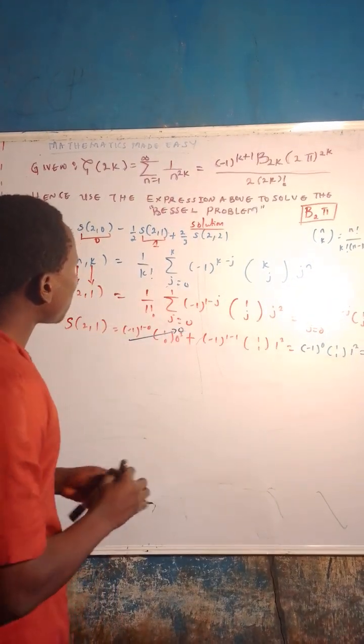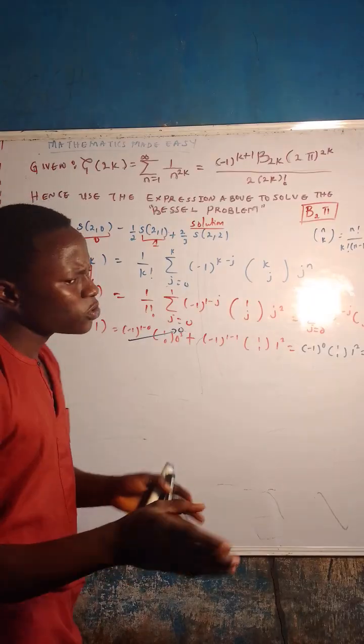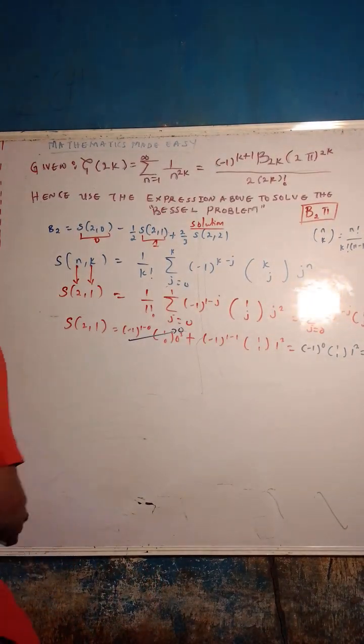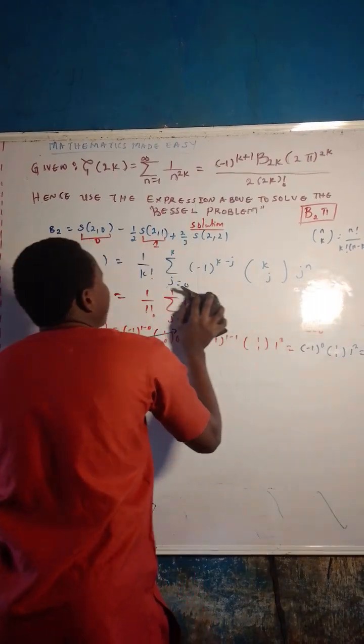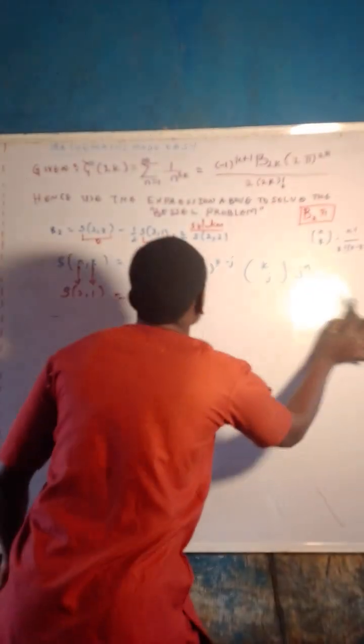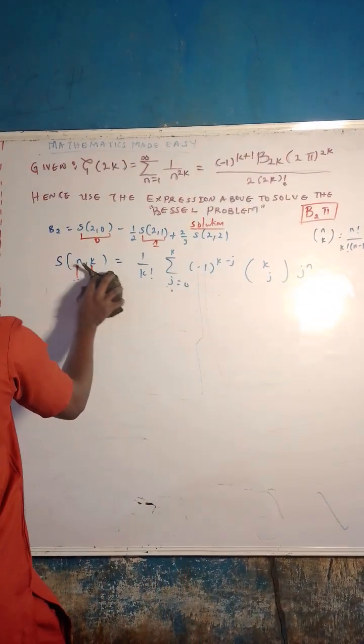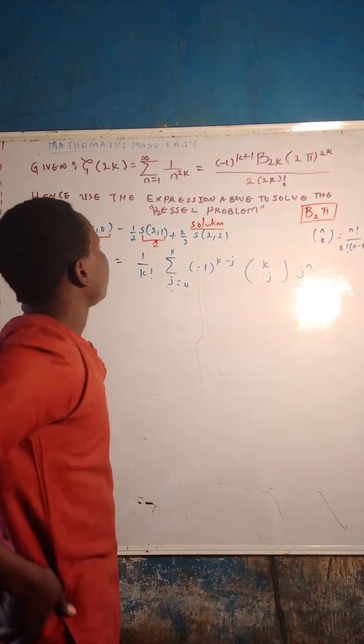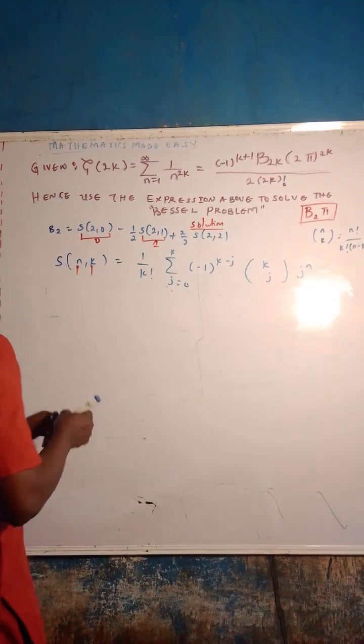So the last one is S of 2, 2. That's what we want to find. Yeah, you can also pause and try it to see if you get it. So let's check. Okay, so are you done? Okay, see what we get here. So S of 2, 2.